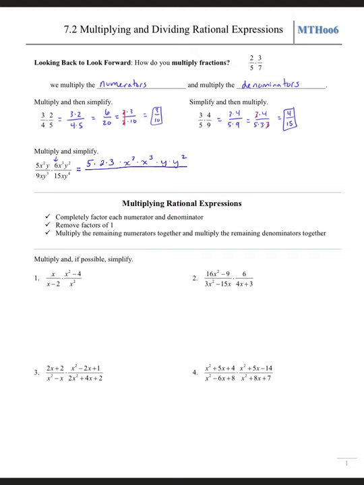Now the denominator, we have 9, which we're going to change to 3 times 3, and a 15, which I'm going to rewrite as 3 times 5. And then we have an x in the first fraction and an x in the second fraction, and then a y cubed and a y to the fourth. Now we need to go through and factor out those factors equal to 1.